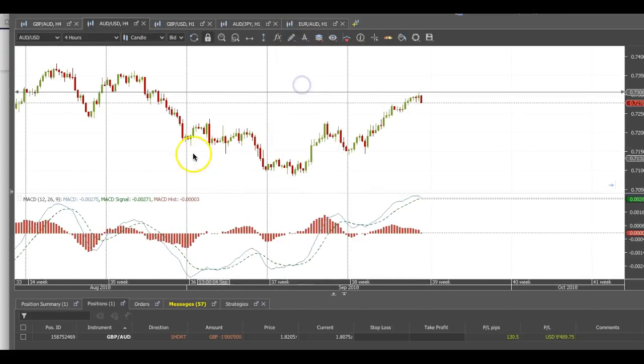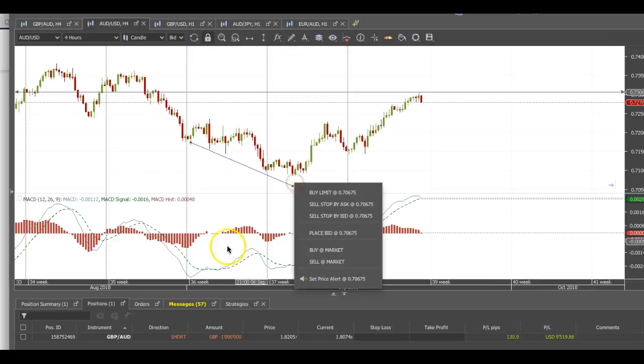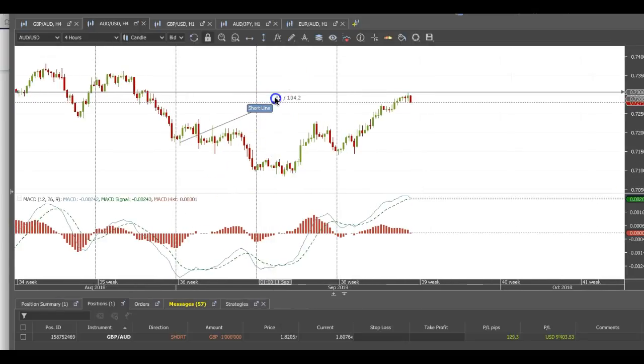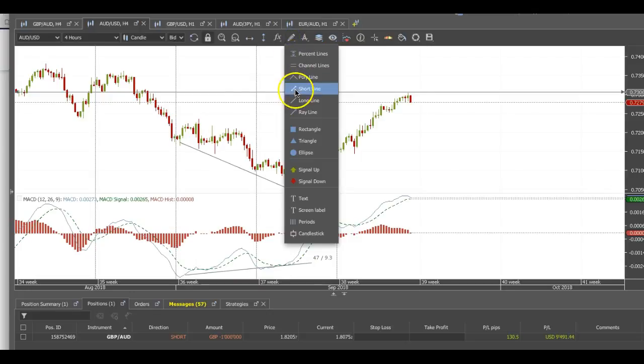Here's the divergence setup on Aussie dollar. We have wave patterns, and the swing points are going in the opposite direction of MACD. Hence, we have divergence. Then, what do we need to do? This is a 4-hour chart.